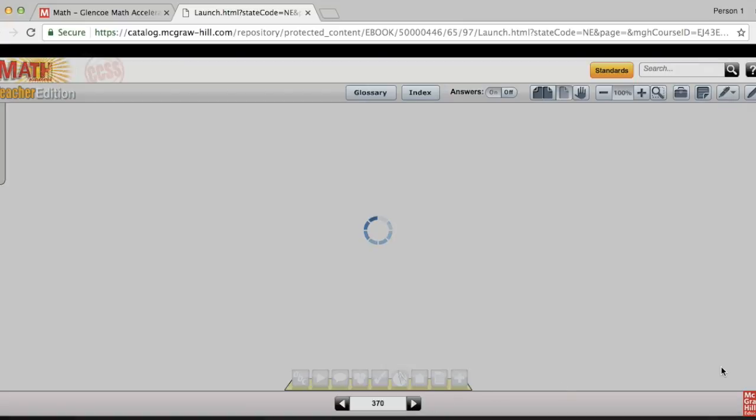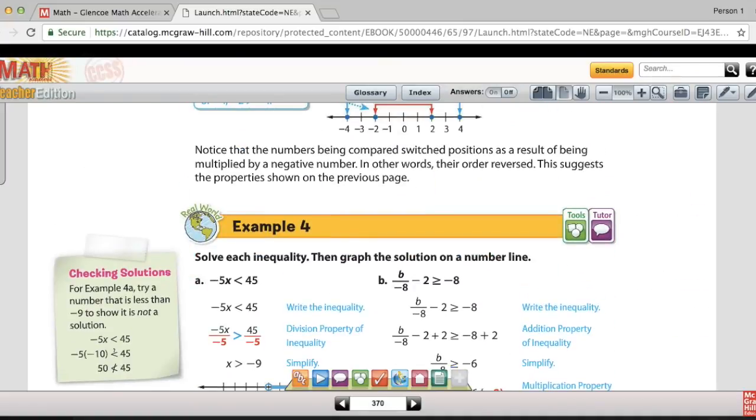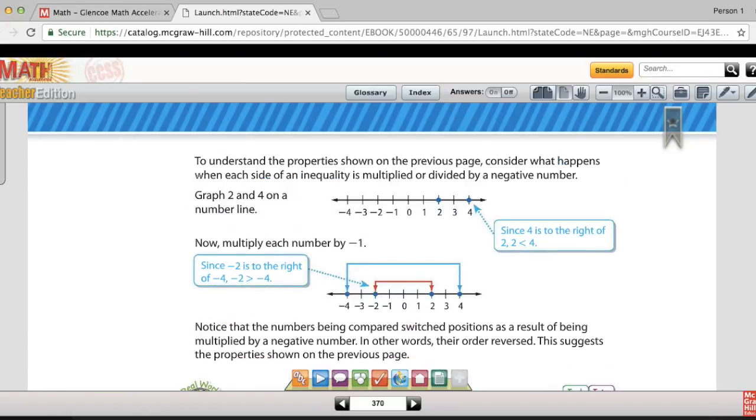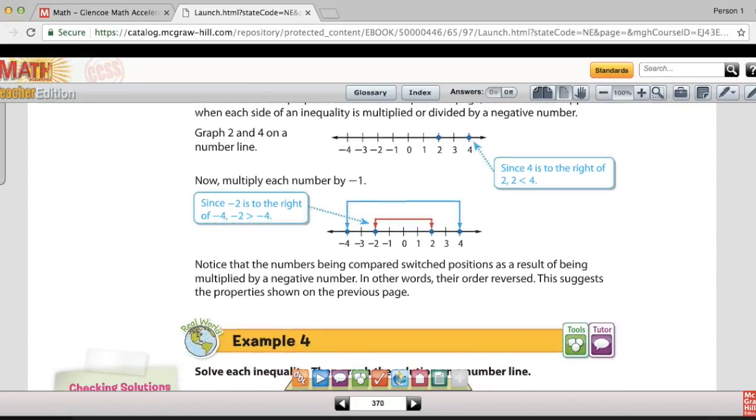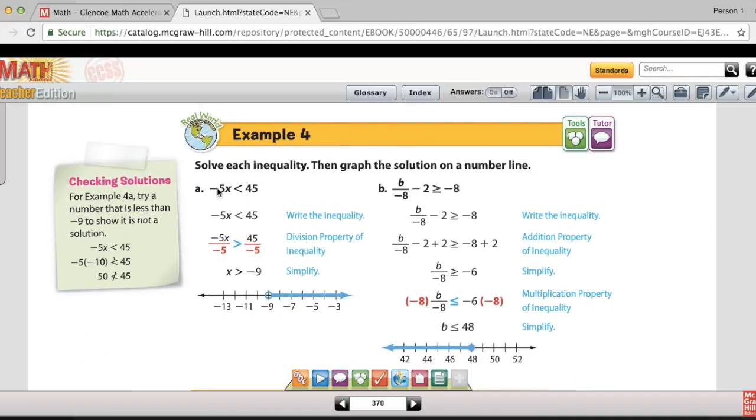So if I scroll over here, let's look at an example. There's some explanations there for you to work through, but I'm going to take a look at example 4. So negative 5 times x is less than 45. And the same thing goes. We're still going to divide by negative 5, and we get negative 9. But when we divide by a negative number, we flip the sign, and in this case, we have x is greater than negative 9.